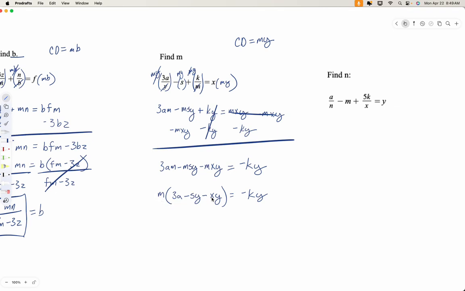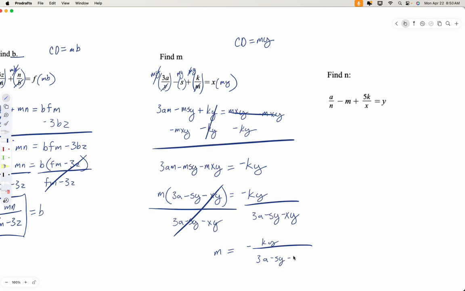So m times this is equal to this. So I'm going to divide both sides by 3a minus SY minus XY. 3a minus SY minus XY. These multiply and divide by the same number, they cancel each other out. So m is equal to negative KY over 3a minus SY minus XY.